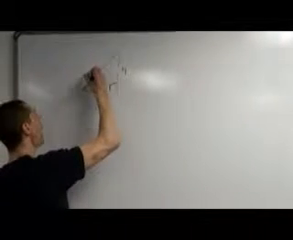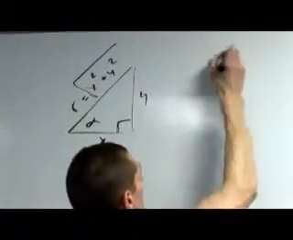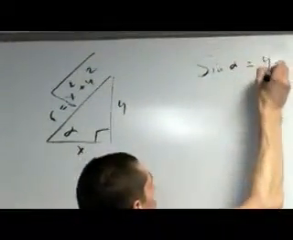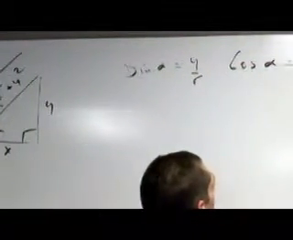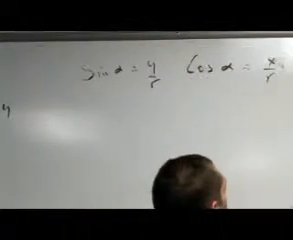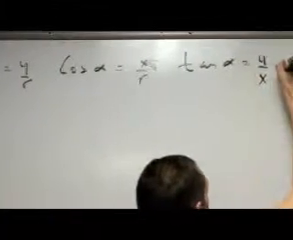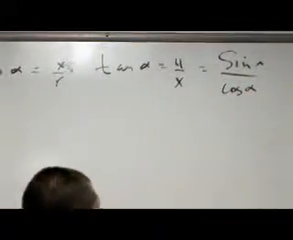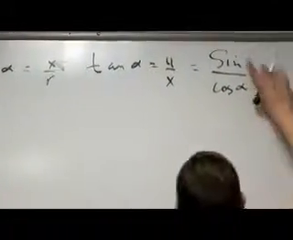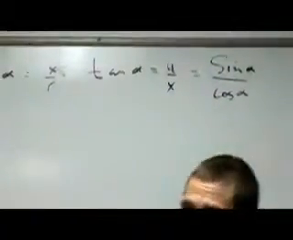Here's your generic triangle of angle alpha. Here's x. Here's y. Here's r, which is the square root of x squared plus y squared. We define the sine of alpha as y over r. The cosine of alpha is x over r. And the tangent of alpha is y over x, which is also equal to sine alpha over cosine alpha. Which of these forms is easier depends on the problem.